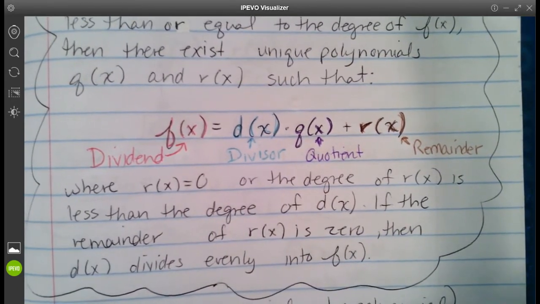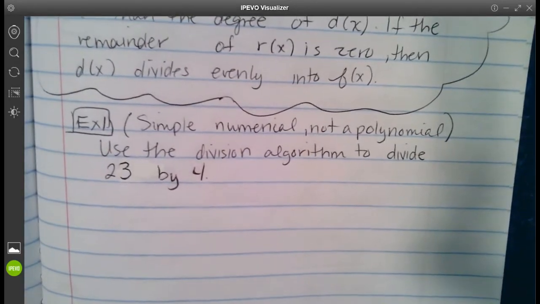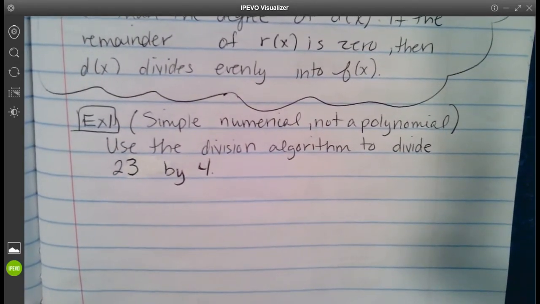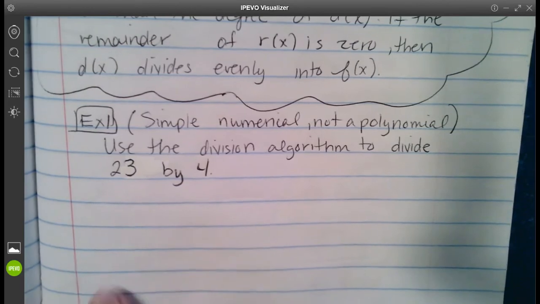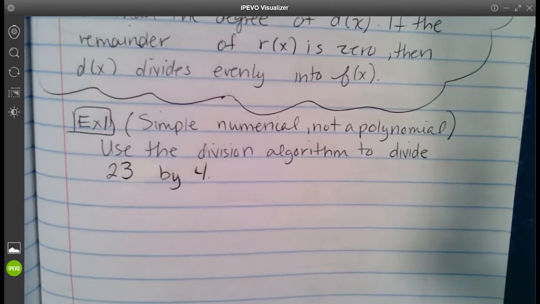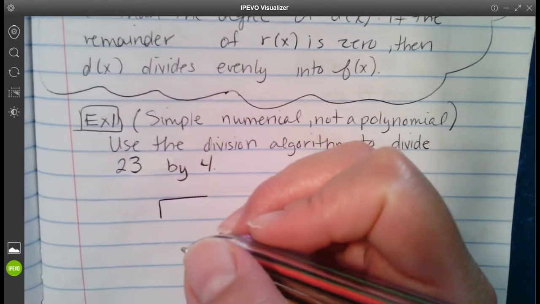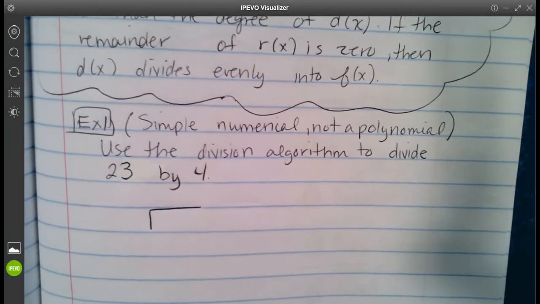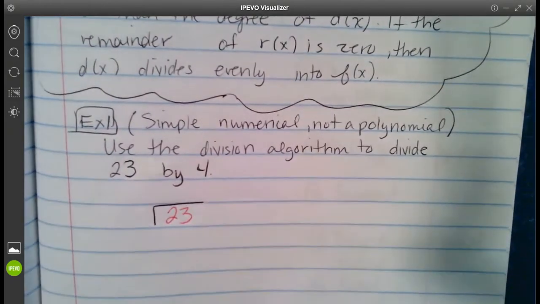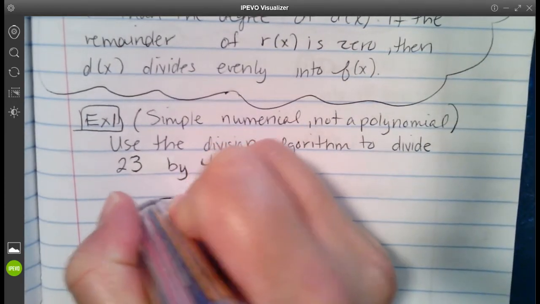Let's do a very simple example of what all this jargon means. Example 1, this is a simple numerical example. It's not a polynomial, it's just two numbers that I'm going to use to show you how this algorithm works. We're going to divide 23 by 4. Just like in olden days, you used to have this little box where you would put this number on the inside. That's going to be our dividend, so 23 goes in here. And you're going to divide it by something on the outside, which is our 4 in this case. So 4 is the divisor.